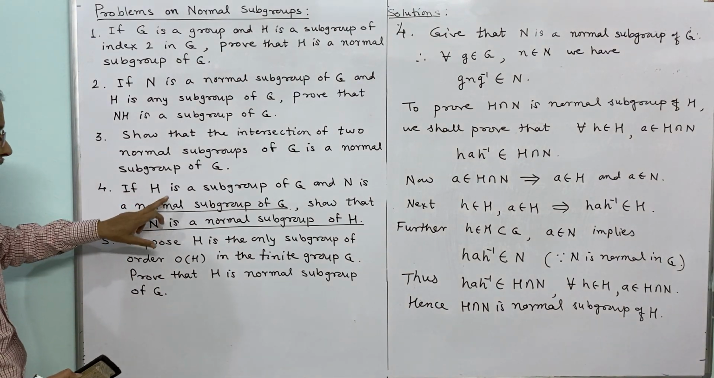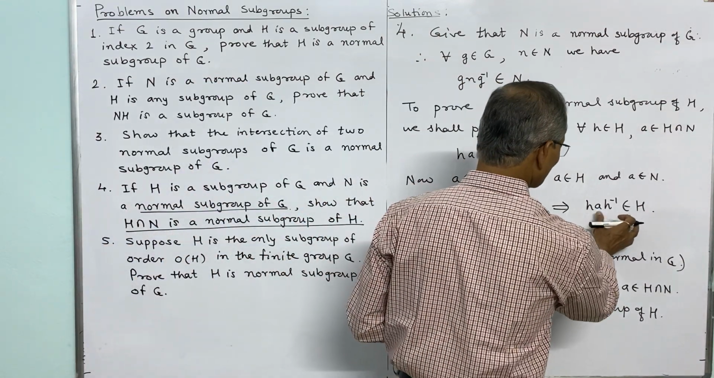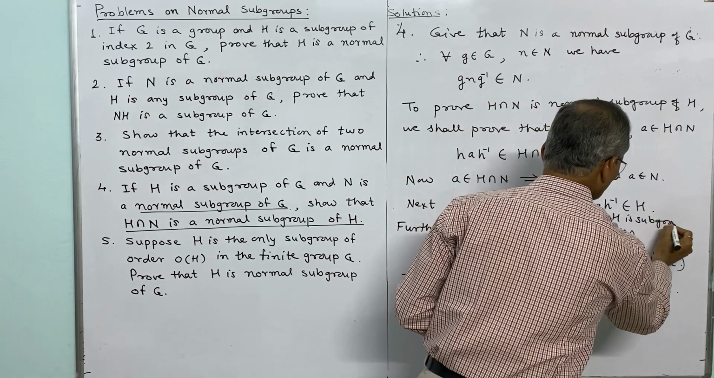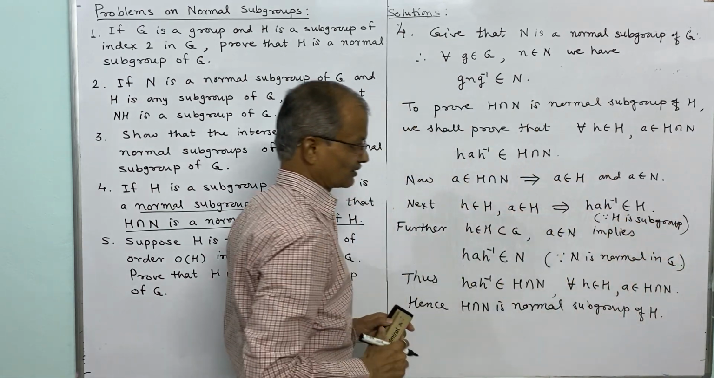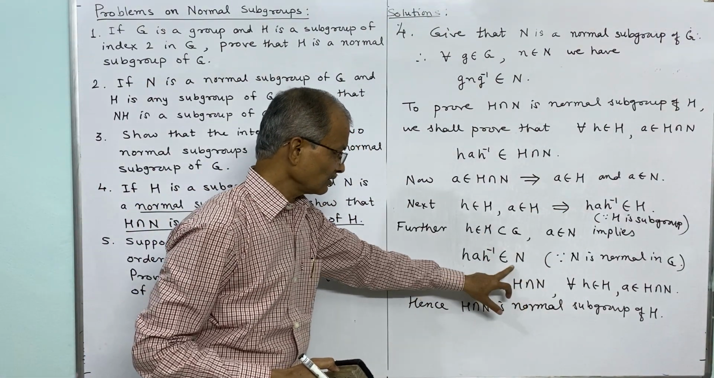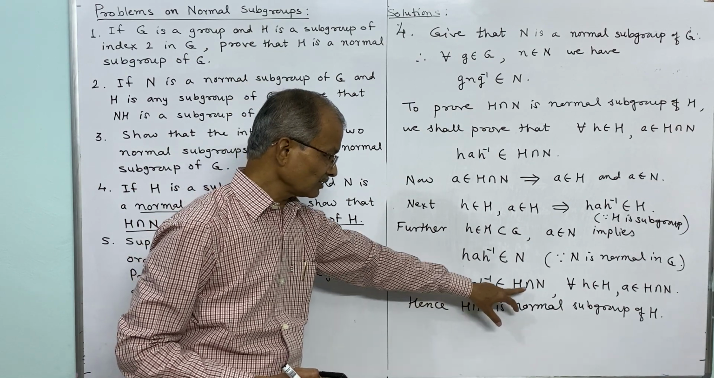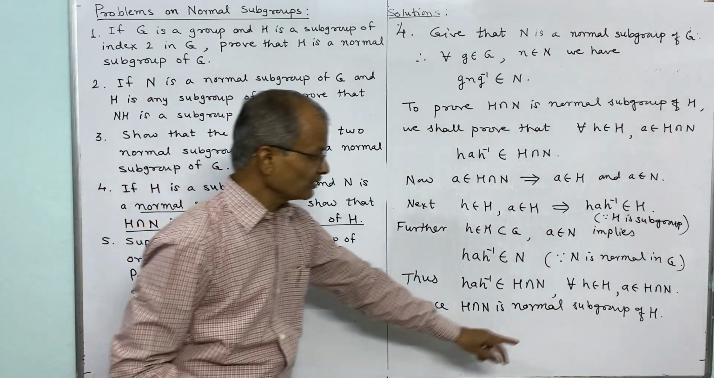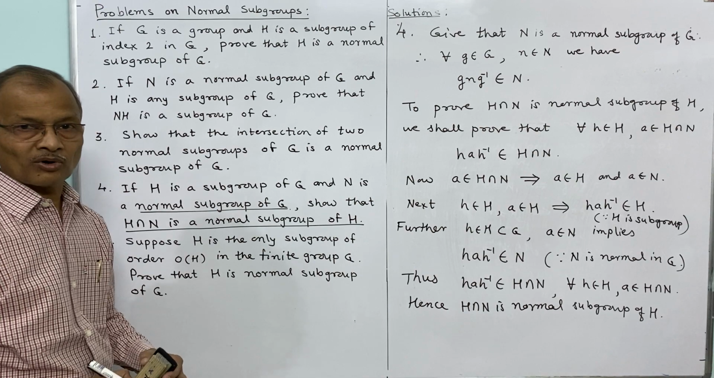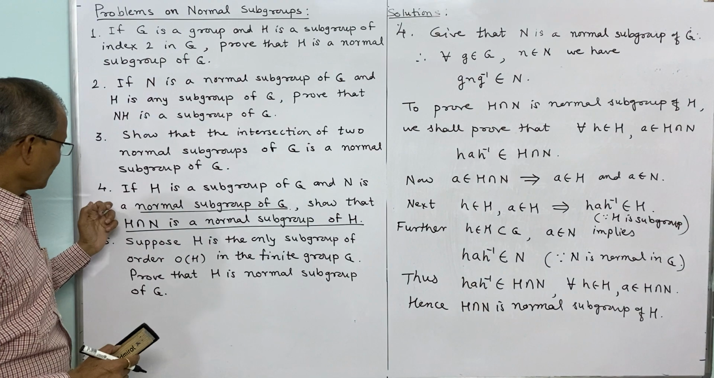Assuming H is a subgroup of G, N is a normal subgroup of G. H being a subgroup is used here: since H is a subgroup, it contains inverses, and a is in H. Therefore the product is in H, and the same product is also in N, and therefore this product is in H intersection N for every h in H and a in H intersection N, and that is the definition of normal subgroup. It is satisfied, and it completes the solution for the fourth problem.